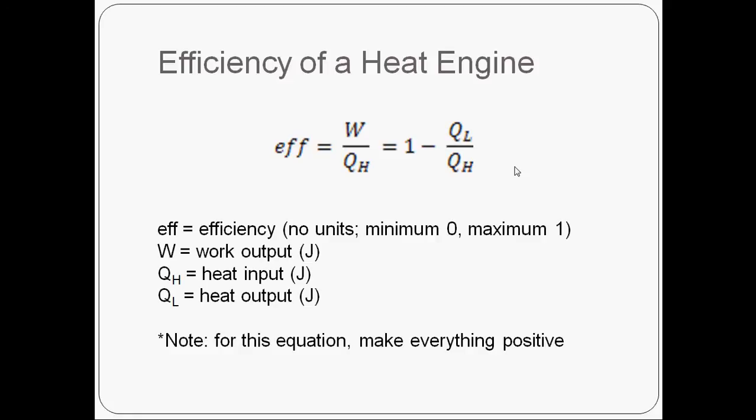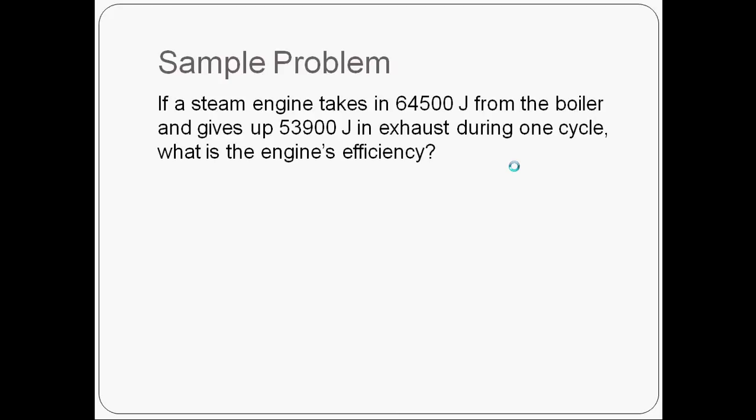So one more sample problem for you guys. We've got a steam engine. It takes in 64,500 joules of heat input from the boiler. It then spits out 53,900 joules of exhaust or heat waste during one cycle. We're trying to figure out how efficient that engine is, how good it is at turning heat energy into work. So we know the heat input QH and we know the heat output QL. We don't know the efficiency.